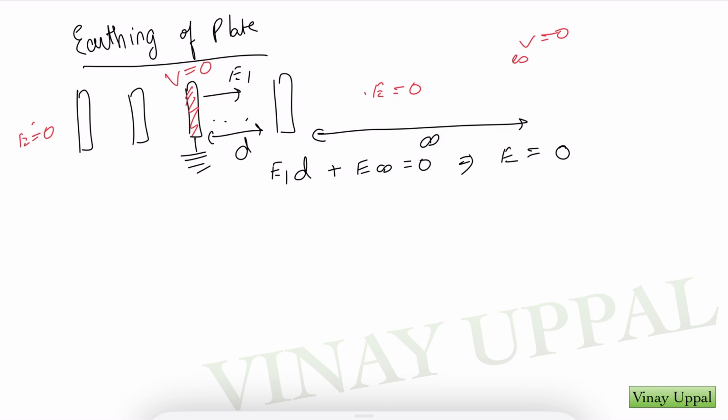And because the field outside is only due to the charges on the outer surface of the outermost plates, the inner surface charges' field will cancel out outside. Suppose I have x and minus x, their fields will obviously cancel out everywhere here and everywhere here.